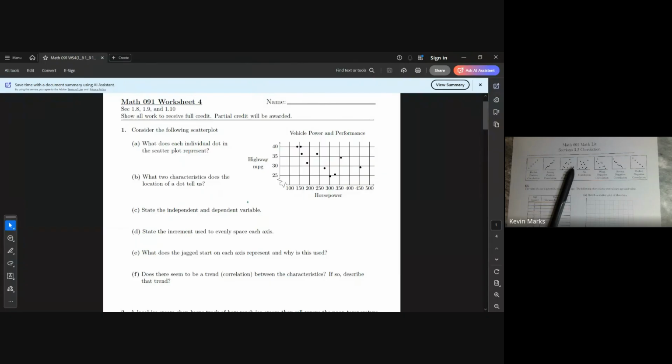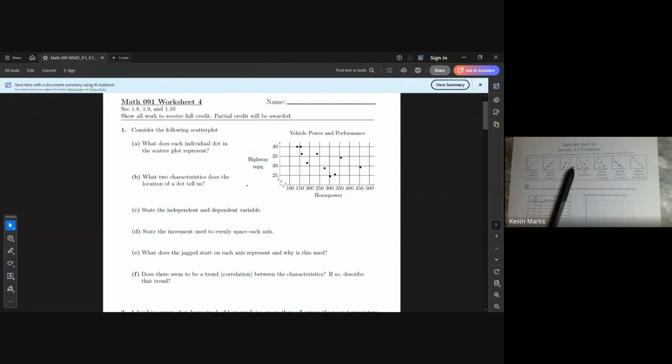Hopefully you guys remember doing this. With this particular example, they were talking about cars or vehicles, but it was horsepower versus miles per gallon. Remember, each dot represented a car or a vehicle, but its location told us two different things. The right-left movement, or the input, the X independent variable, is all about the horsepower, and the output, the Y value, the dependent variable, was all about highway miles per gallon. So it's all about plotting this point, and its location is telling you two different things.